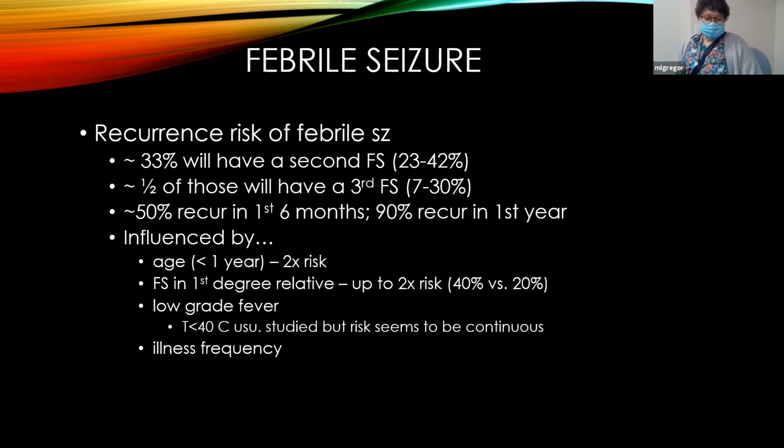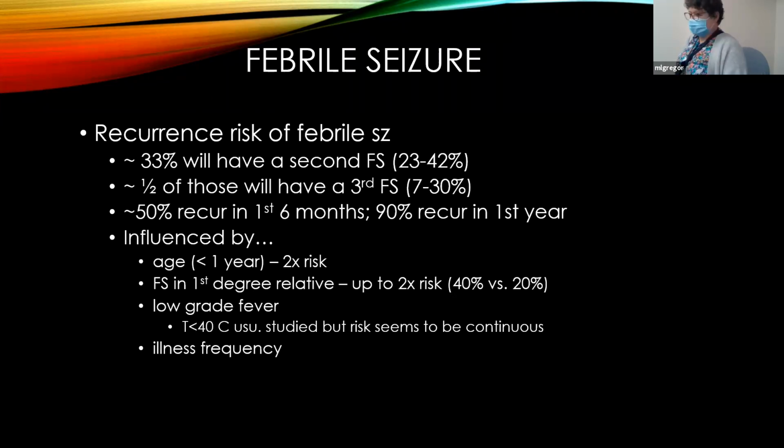Factors that affect recurrence risk: the younger you are at the first one, the more likely you are to have further ones. If there's a history of febrile seizures in the family, and also low-grade fever overall. I don't know that they would test you on exact numbers. Most of the studies have been either above or below 40 degrees Celsius as the cutoffs, but it seems to be more of a continuous pattern. And probably what's going on is that at least some of the time, some of the febrile seizures are not actually febrile seizures, and that's why the low fever is triggering them.